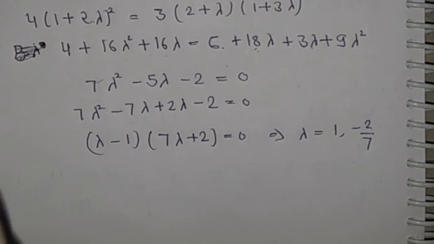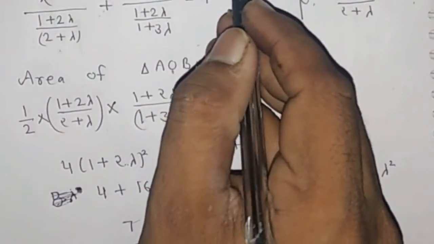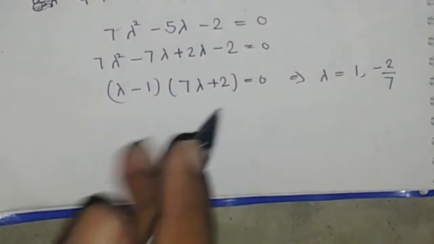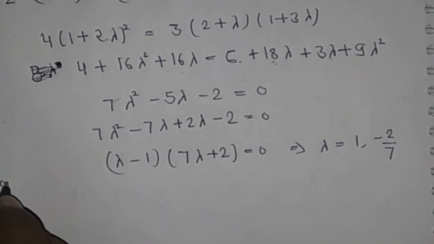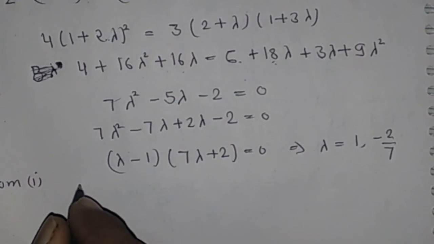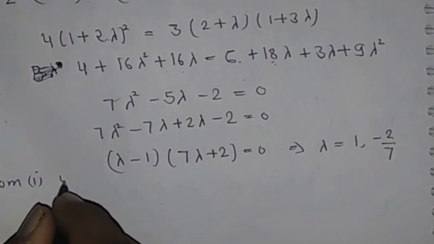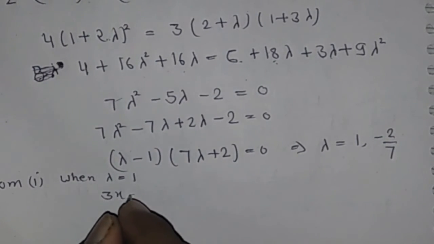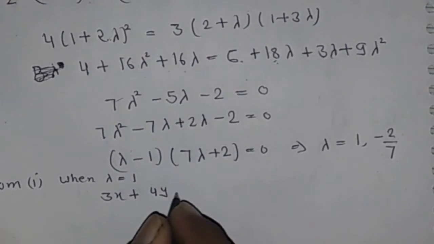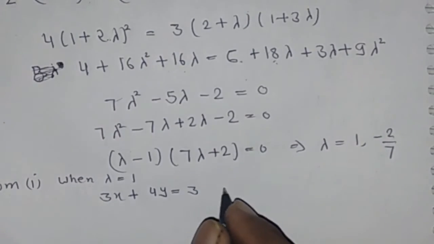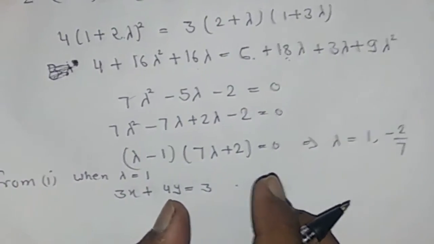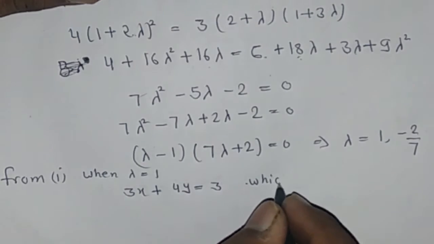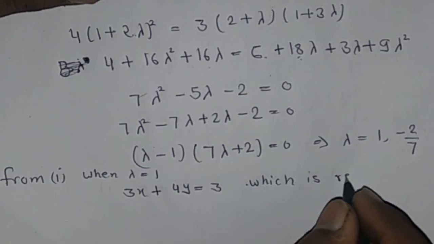Now put the value of lambda in equation 1. It is equation 1. When lambda equal 1, we have 3x plus 4y equal 3, which is the required equation.